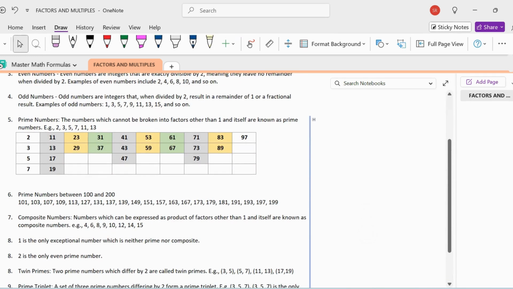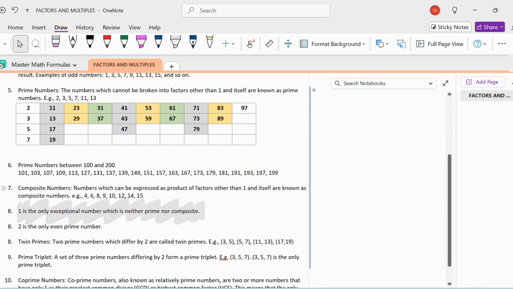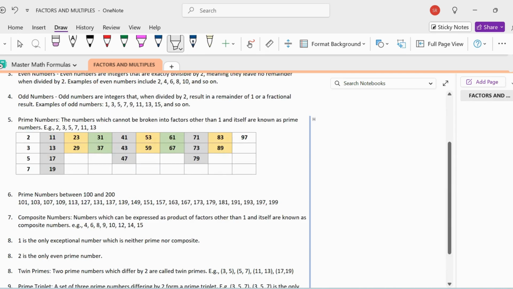Now what are composite numbers? Composite numbers are numbers which are not prime. Now 1 is the only exceptional number which is neither prime nor composite. You cannot include 1 in the list of prime numbers or the list of composite numbers. That way, 2 is the first prime number and it is the only even prime number.